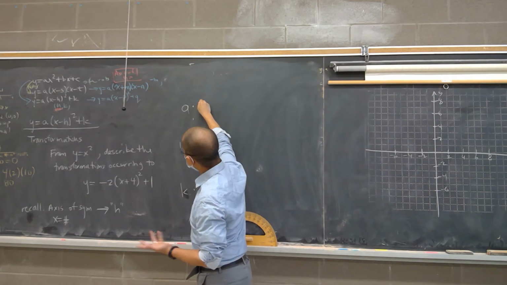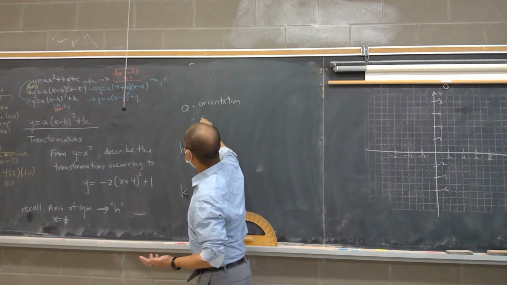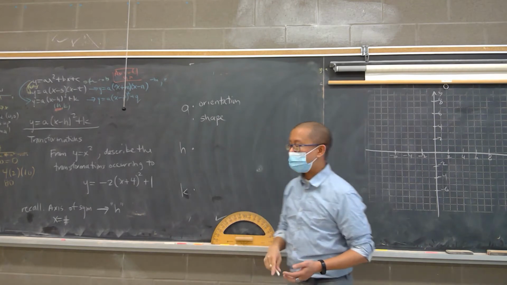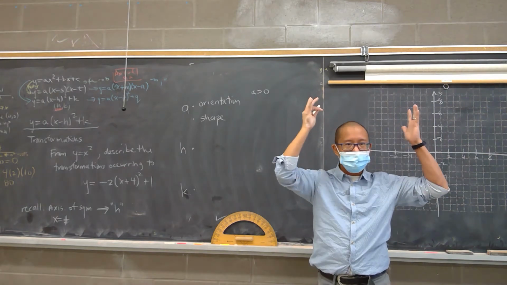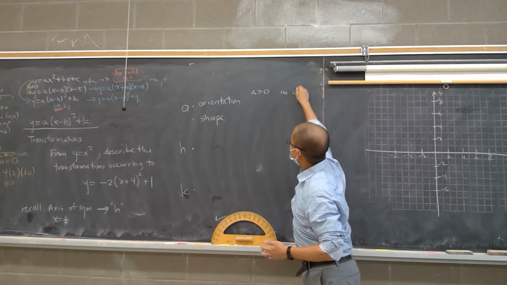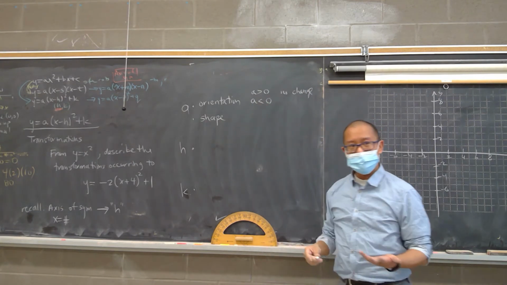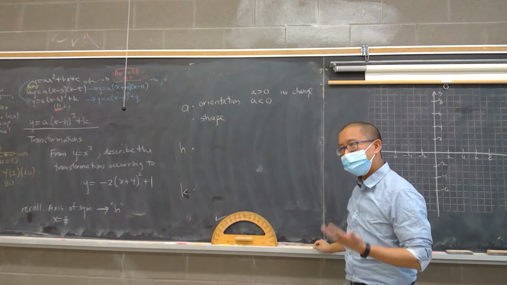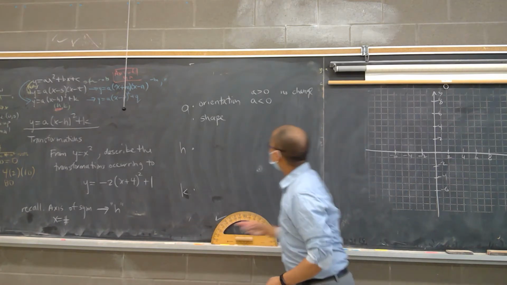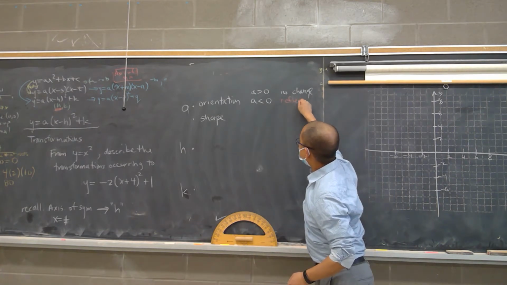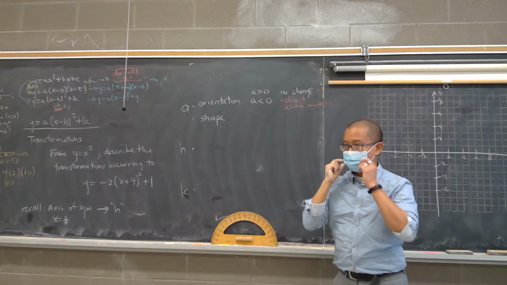Now, if you don't remember, in grade 10, a lot of you know that a talks about orientation and shape. When a is greater than 0, meaning it's positive, you already know the parabola opens up. So there's no change to the parabola, right? But when a is less than 0, meaning it's negative, it opens down. In the context of transformations though, although the parabola opens down, it really means a reflection across the x-axis. Okay? So that's what orientation means.